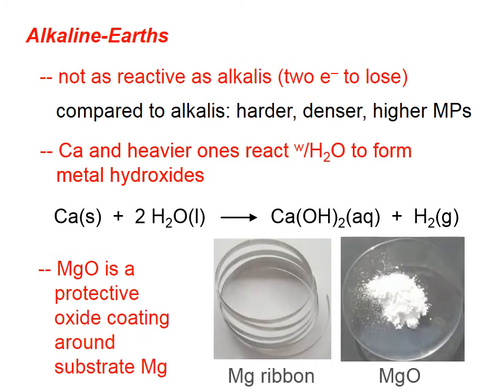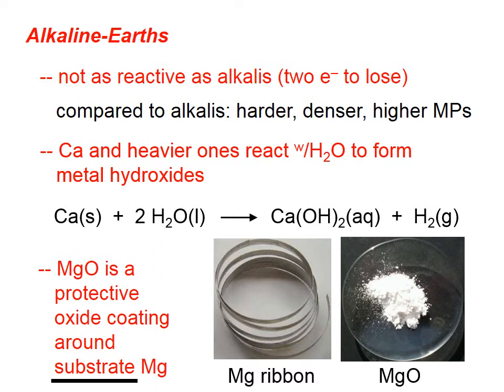One of the alkaline earths, magnesium, has a protective coating around it of magnesium oxide that tends to prevent the magnesium from corroding very easily. That is a protective layer that doesn't slough off over time, as does the oxide coating on iron, for example. The protective coating is on top of the substrate, which is the underlying metal, and protects it.